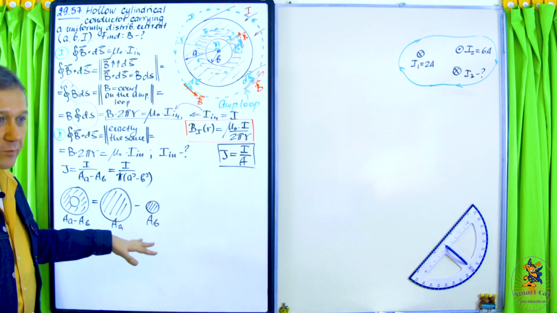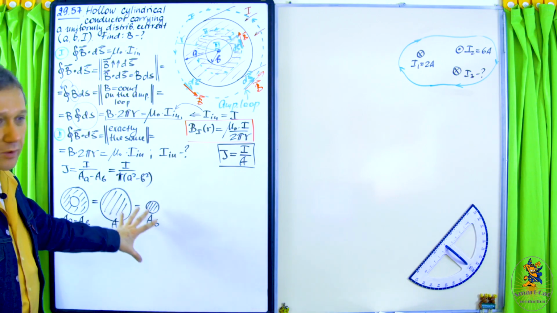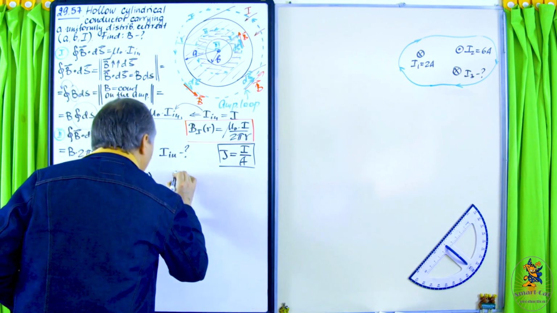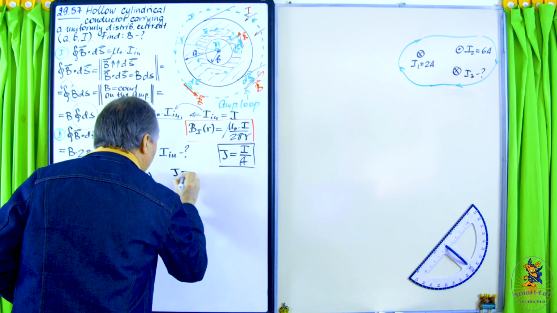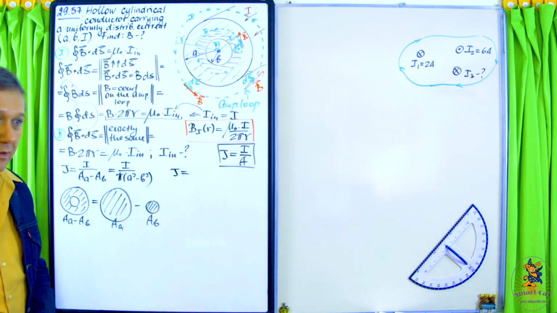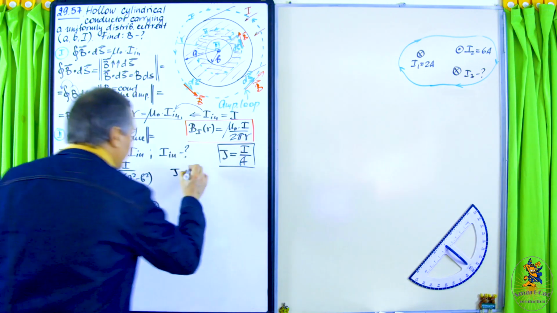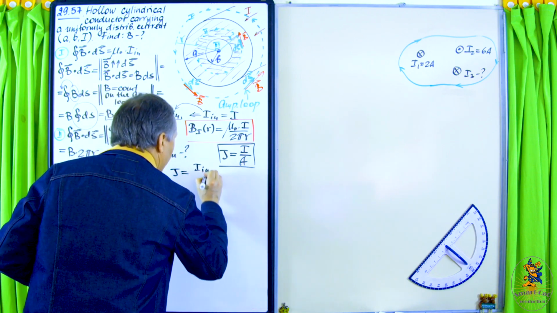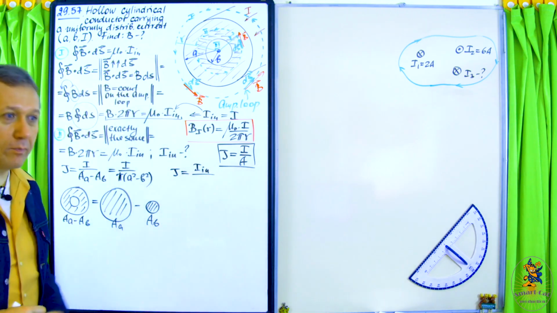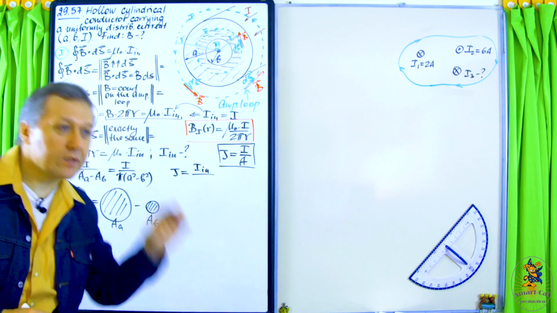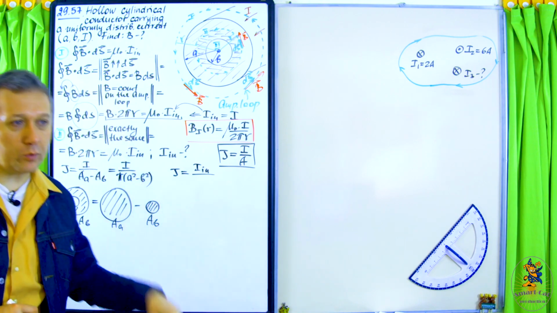So that's from one side: we can find the current density using the total current. But from the other side, how else can we find the current density? Using I enclosed. Again, the same formula, but now we have to use I enclosed and divide it by the area through which that I enclosed flows.